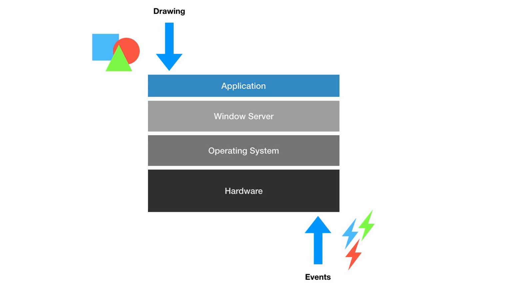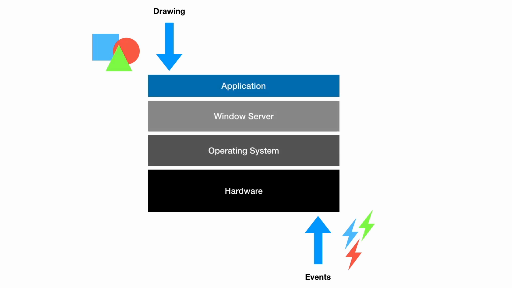Now, these two operations actually run in opposite directions to each other and go through those same four layers. The drawing operations are issued by the application, which go through the Windows Server and operating system, finally ending up on the hardware, which is most likely your GPU. On the other hand, the events actually originate at the hardware. It happens when a user presses a key on a keyboard, clicks a mouse, or taps on a touchpad. These are all hardware events that propagate up the stack into the application.